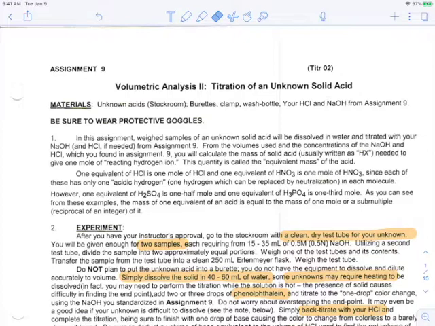So we are looking at assignment 9 here, and Dervin just had a great question about 9B. We are not doing that. We're just doing this volumetric analysis, titration of a solid acid. So this would be an unknown for you. It's not going to be this time because everybody's going to get the same data.